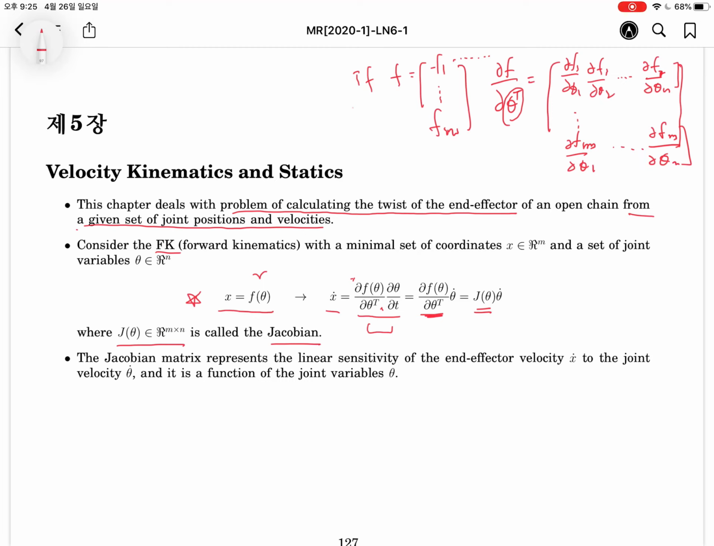The Jacobian matrix represents the linear sensitivity of the end effector velocity x dot to the joint velocity zeta dot. So this Jacobian mapping shows the relationship between the two different spaces, x dot and zeta dot. But we should notice that J is a function of the joint variable, not the joint velocity.